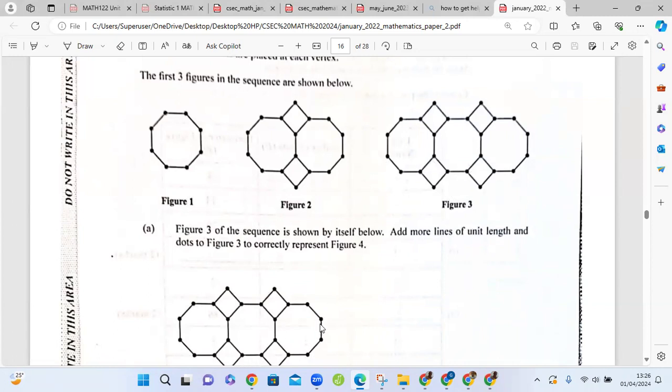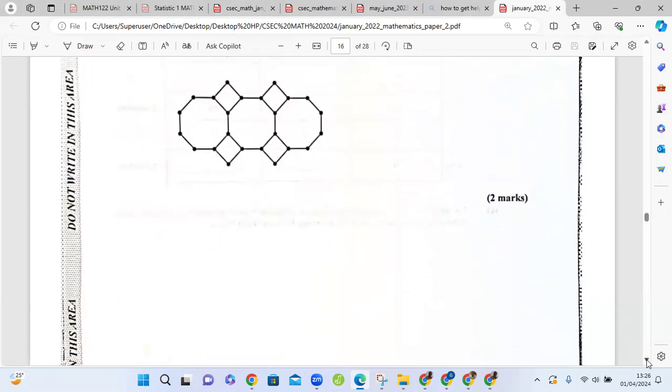So we just complete another octagon inside the shape, and in between the octagons, you complete a parallelogram up there, and you complete a parallelogram down there. You can use YouTube to verify your answer.